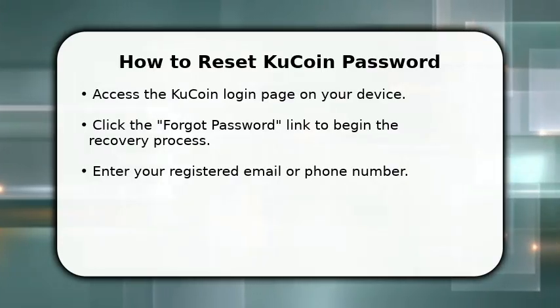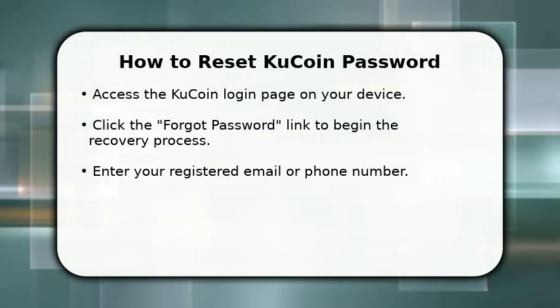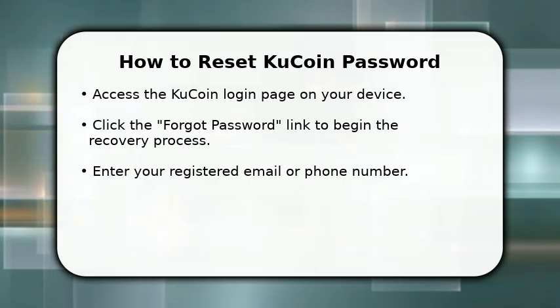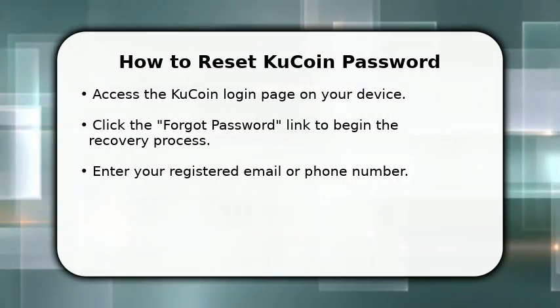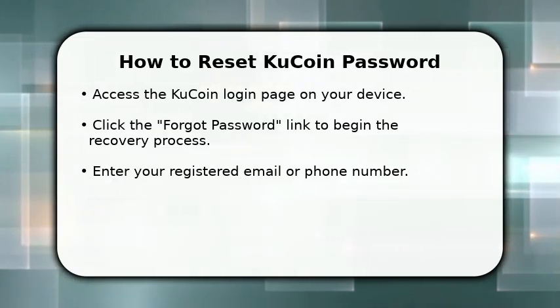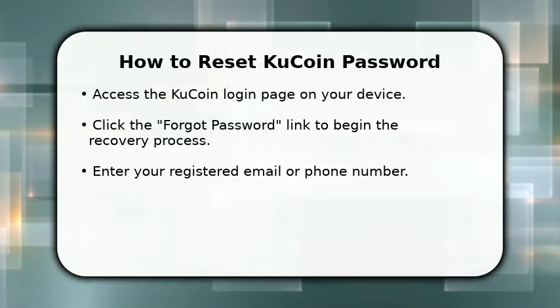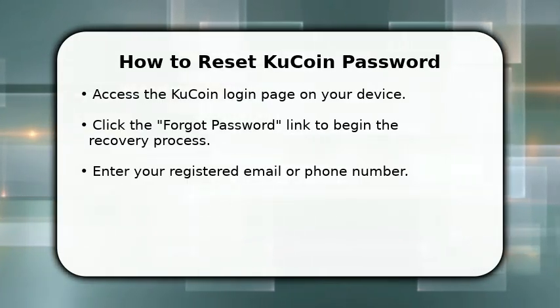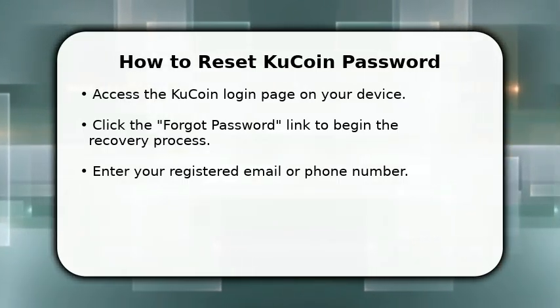In this video, I will explain how to reset your KuCoin trading password. First, navigate to the KuCoin login page on your web browser or mobile app. Look for the Forgot Password link, usually located near the password input field, and click it. You will then be prompted to enter your registered email address or phone number associated with your KuCoin account. This is the initial step to verify your identity and start the recovery process.